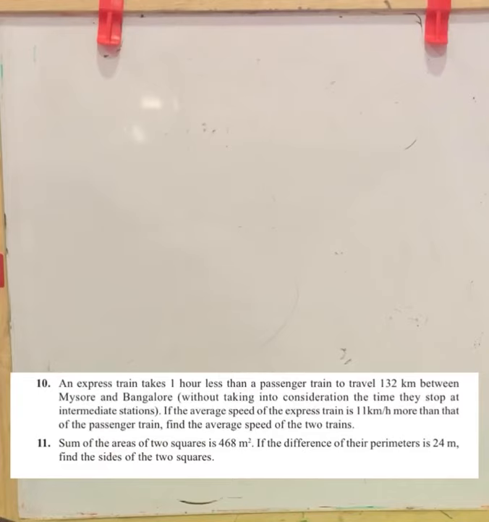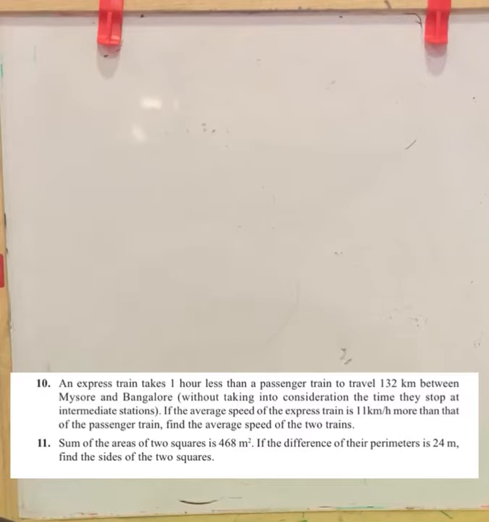Next question: an express train takes 1 hour less than passenger train to travel 132 km between Mysore and Bangalore. If the average speed of the express train is 11 km per hour more than that of passenger train, find the average speed of the two trains. Now, in the question it is given, the average speed of express train is 11 km more than passenger train, that is, we are talking about express train's average speed depending on passenger train's average speed.